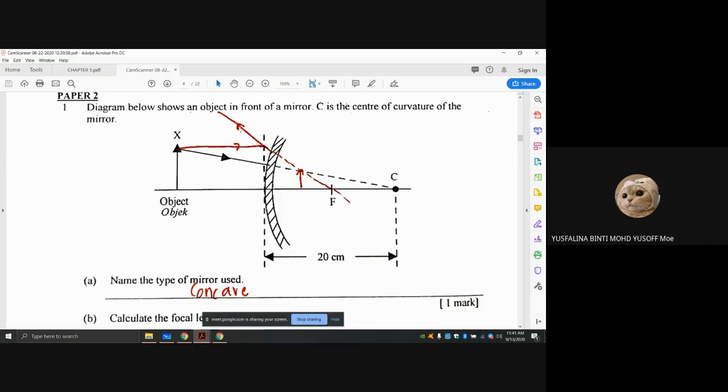Okay, to show there's a reflection here, the ray of light goes here, then reflects back like that. Then you just make it longer. So this is the image.